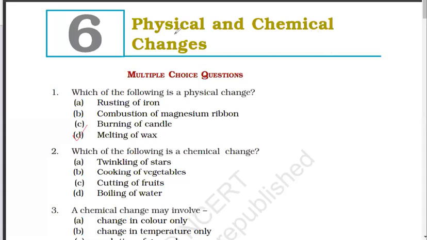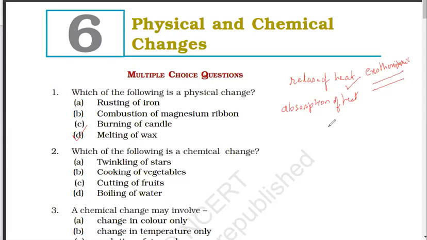Brinda is asking something. See, I've already told you that whenever a reaction occurs, I'm just clearing the doubts of Brinda. Whenever a reaction occurs, there may be release of heat or energy, or absorption of heat or energy. Now, the reactions in which heat is released are called exothermic reactions. So the reaction in which energy or heat is given out is your exothermic reaction.